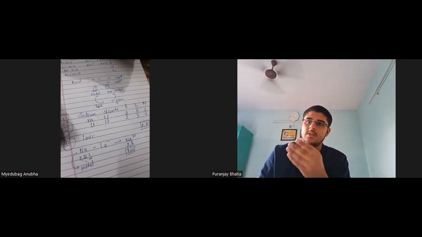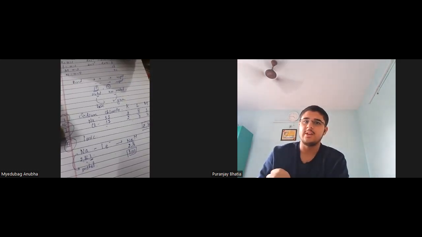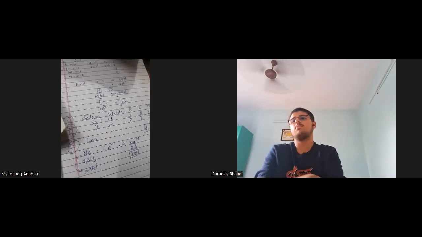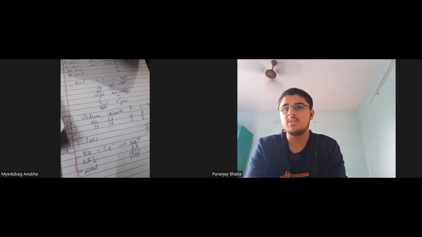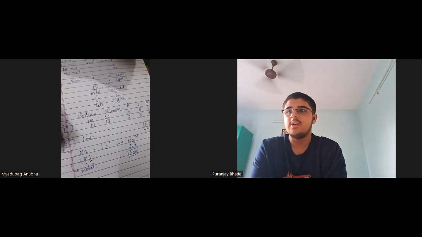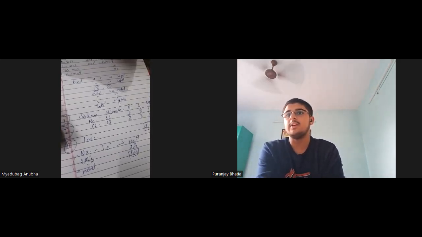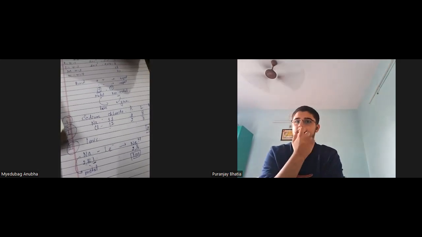So the atomic radius, we define from the center of the nucleus. Why is 158 not considered? That's 49 into 2. Can you just repeat a little bit slower? Why is 158 not considered? That's 49 into 2. Why is it not considered?